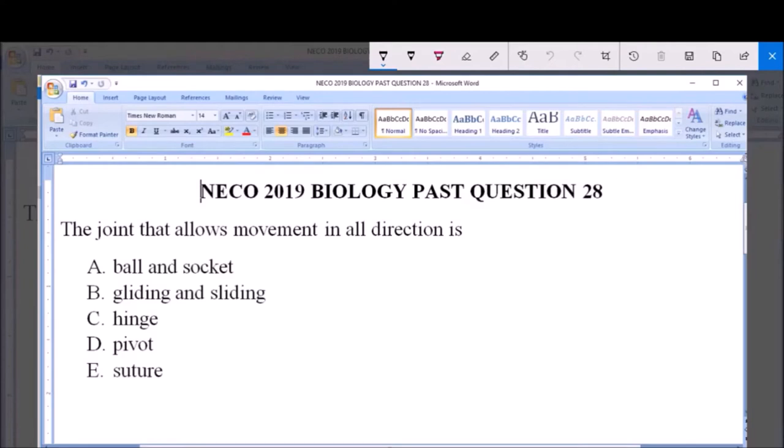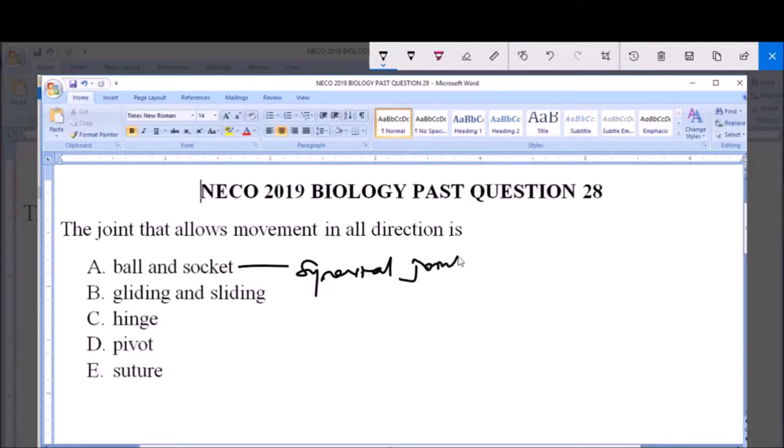And welcome. I will be answering NECO 2019 biology past question 28. The joint that allows movement in all directions is: A. ball and socket joint, B. gliding and sliding joint, C. hinge joint, D. pivot, and E. suture joint. Now, the ball and socket joint is a type of synovial joint. We call them synovial joints because of the presence of synovial fluid and synovial membrane.